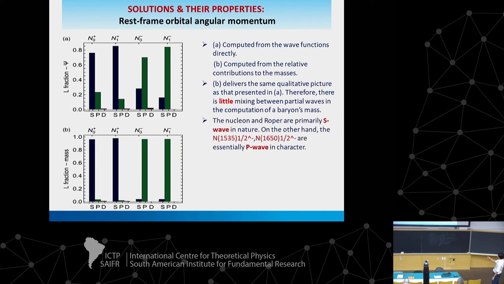We can say that the nucleon and Roper, the positive parity baryons, are primarily S-wave in nature. On the other hand, the negative parity baryons are essentially P-wave in character. These observations provide support in quantum field theory for the constituent quark model classifications of these systems.